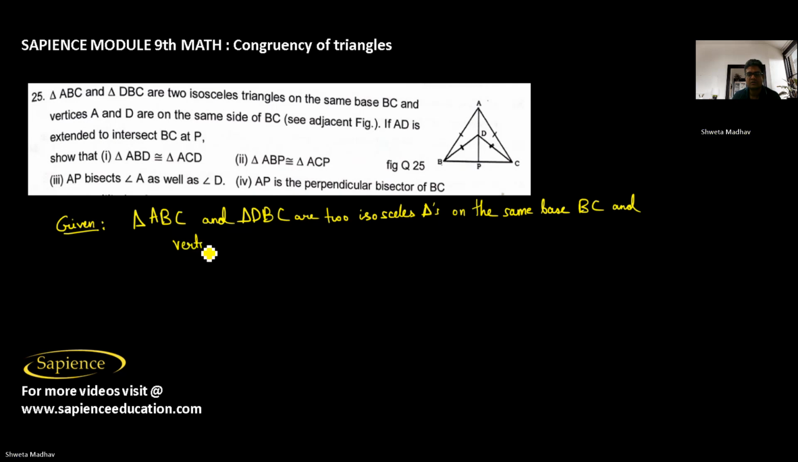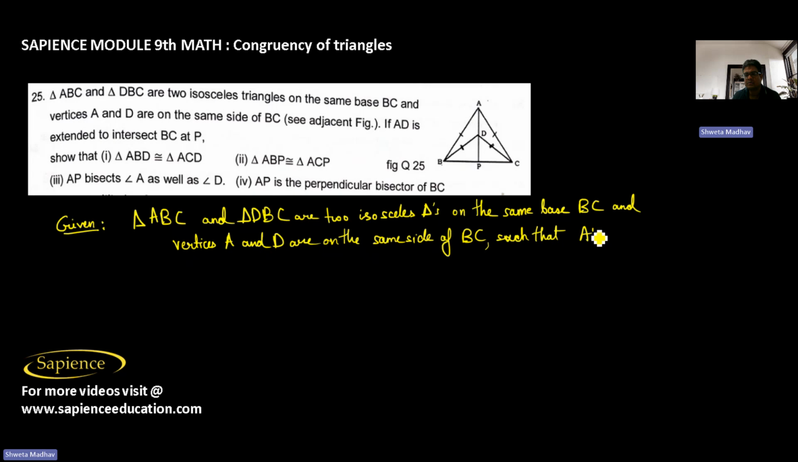Vertices A and D are on the same side of BC, such that AB equal to AC and DB is equal to DC. And then AD is extended to intersect BC at P.